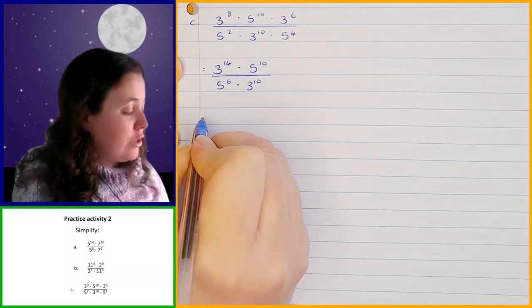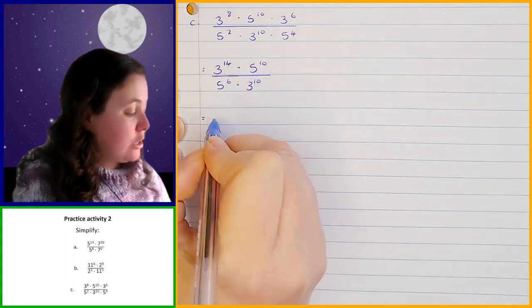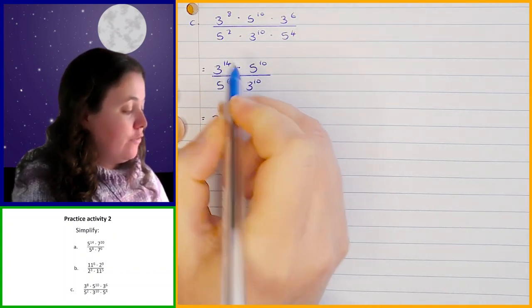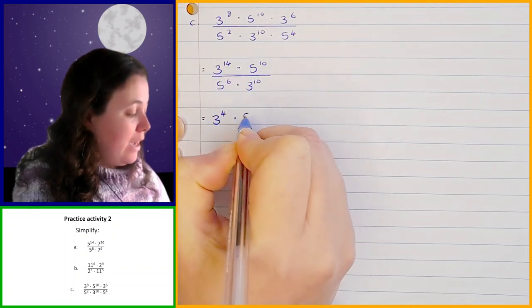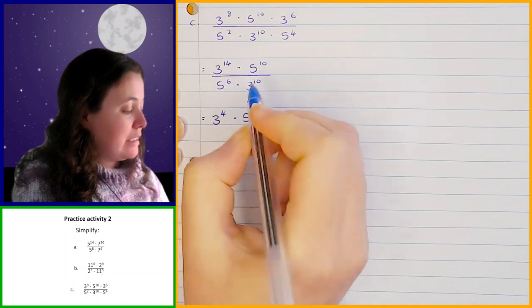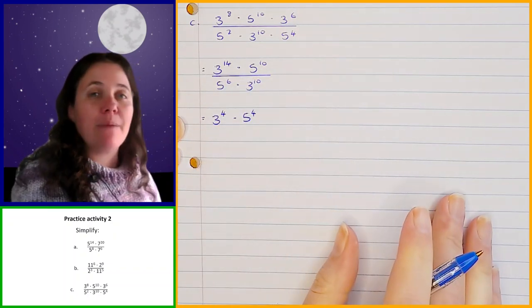So now I'm going to go and simplify with my division rule. So first I'm going to do my 3s. So that gives me 3 to the power of 14 minus 10 is 4, times 5 to the power of 10 minus 6 is also 4. So for question C, you should have got 3 to the power of 4 times 5 to the power of 4.